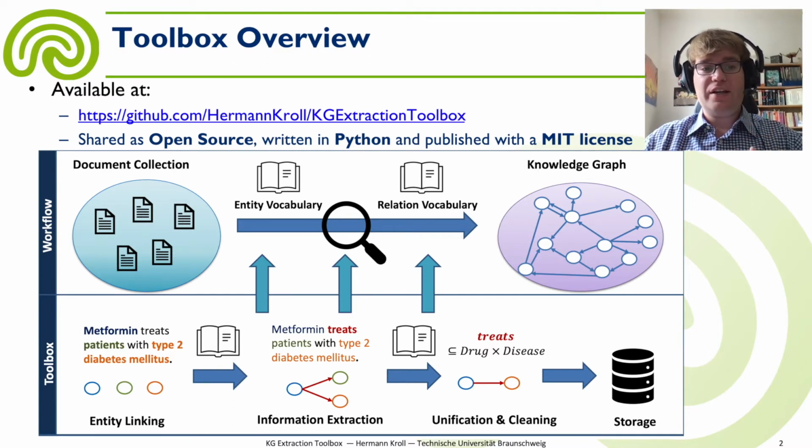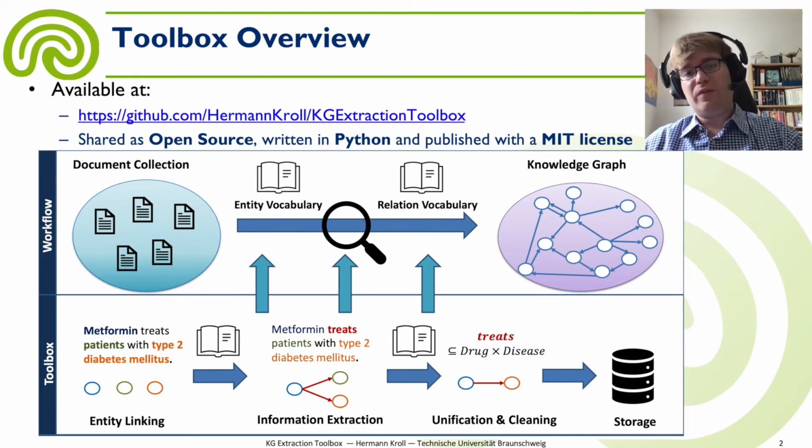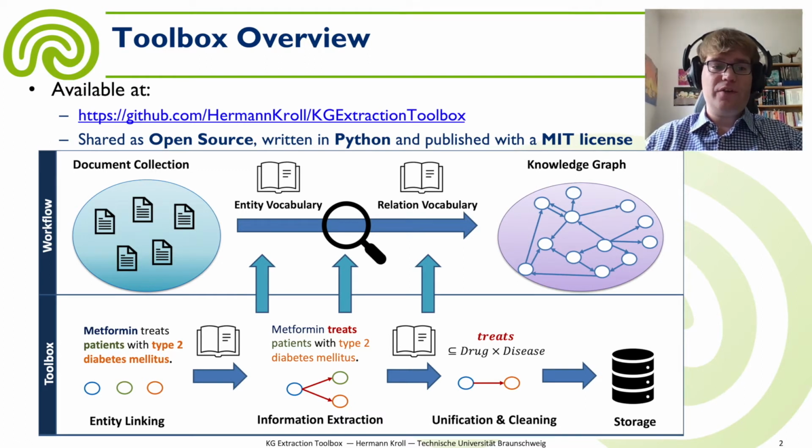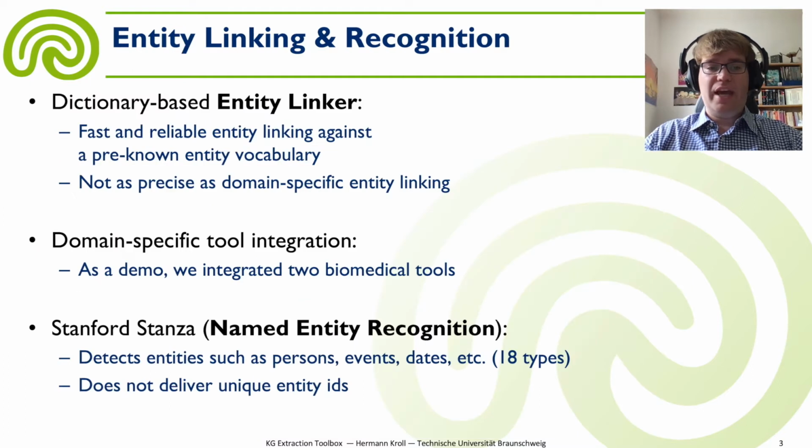The main objective of our toolbox is to take natural language texts and to transform them into a structured representation. Therefore, the toolbox aims to bypass the need for training data almost completely. I will go through the main components of the toolbox step by step. So we have entity linking, information extraction, and cleaning. Let me start with entity linking.